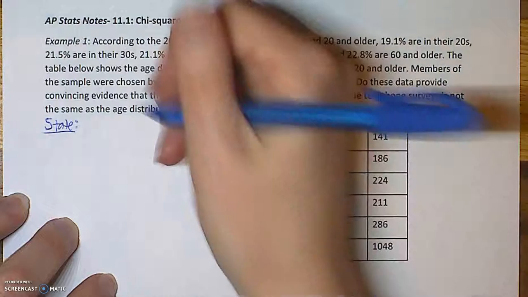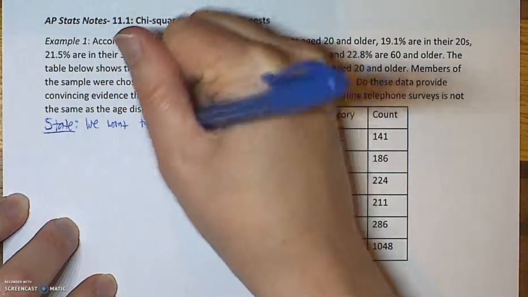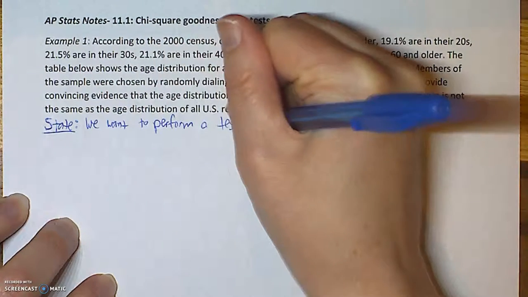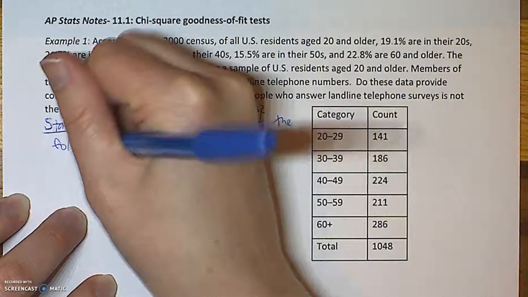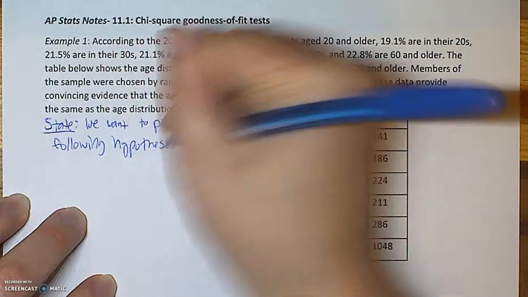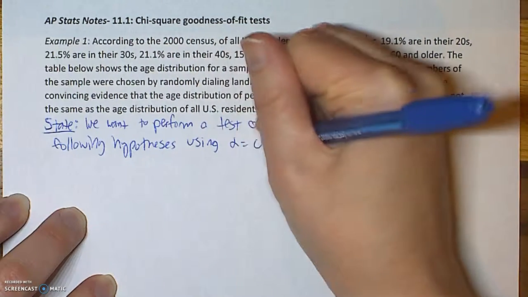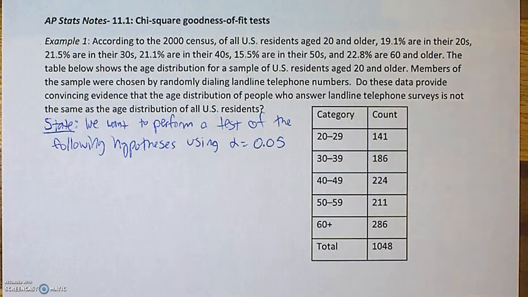So what we want to do is perform a test of the following hypotheses using alpha equal to 0.05. We're going to be coming up with a p-value, and we need to have something to compare it to. So we always use an alpha of 0.05. That's very similar to when we did significance testing.